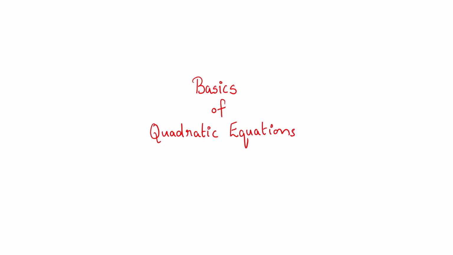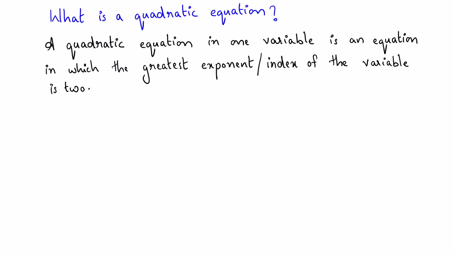In this video, we will be discussing the very basics of quadratic equations. So, what is a quadratic equation? A quadratic equation in one variable is an equation in which the greatest exponent or index of the variable is 2. Here, the greatest exponent or index means the highest power or degree of an equation. The highest power or degree, or you can say exponent or index, should always be equal to 2.